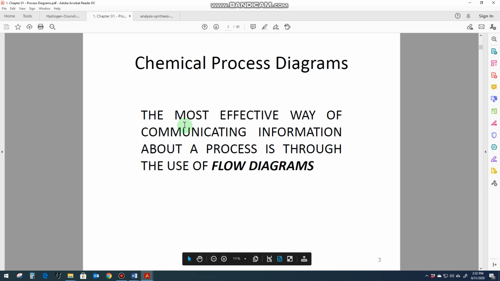Now, the most effective way of communicating information about a process is through the use of flow diagrams. Whenever you go into the industry, the first thing that you learn there is that you have to understand the process. What are the different equipments installed in that process, and how those equipments interact with one another? You can get this information from the flow diagram.